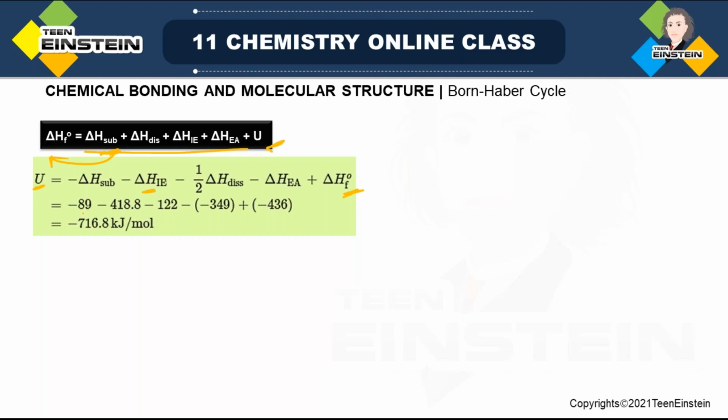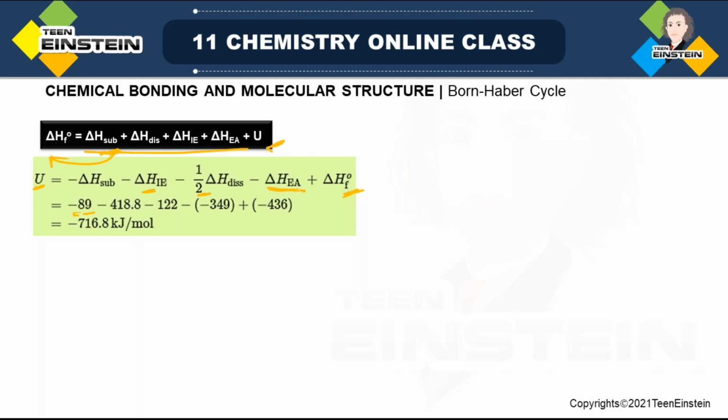Now del H sub, the value is 89. Then del H IE, the value is 418.8, and all these are basically not joule, kilojoule. Then for dissociation, you have to take half of del H dissociation. You are taking only one Cl. So when you are breaking chlorine, you get 2 chlorine atoms, but you just need one. That is why whatever the del H dissociation value is, you have to divide it by 2.